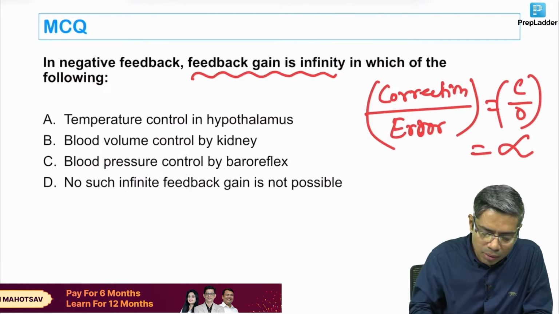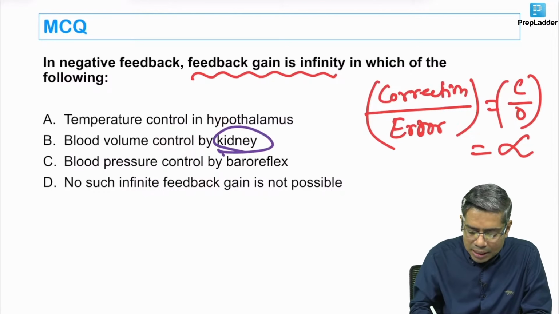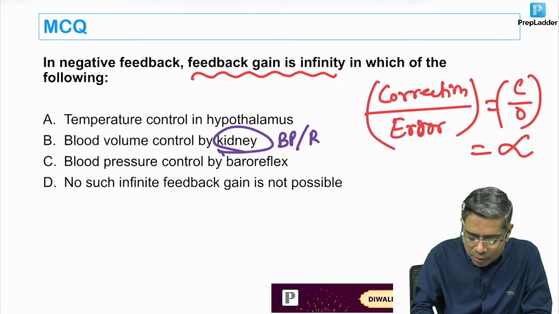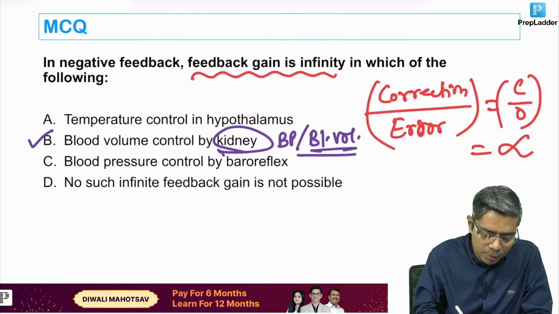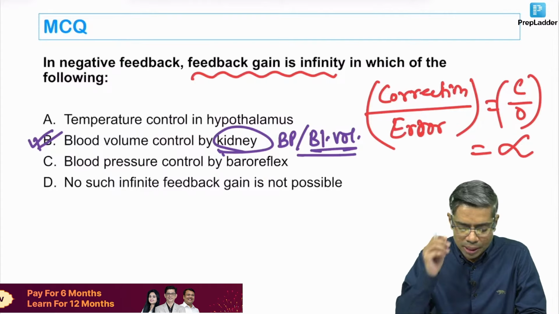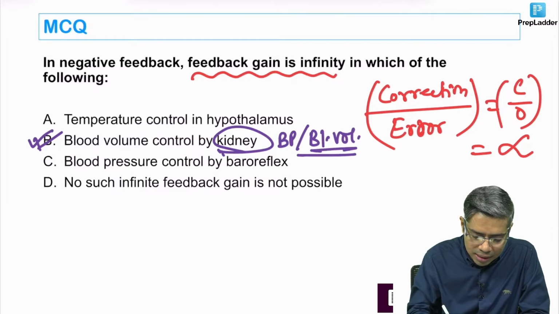And you have to remember, only one organ is there in our body, which is the kidney. When the kidney is regulating the blood pressure as well as the blood volume, this is a typical example of infinity gain. Okay. Apart from that, if you have to remember, yes, very good, you are giving the correct answer.